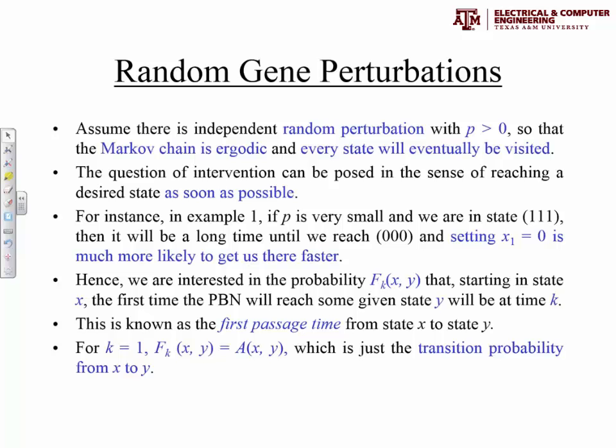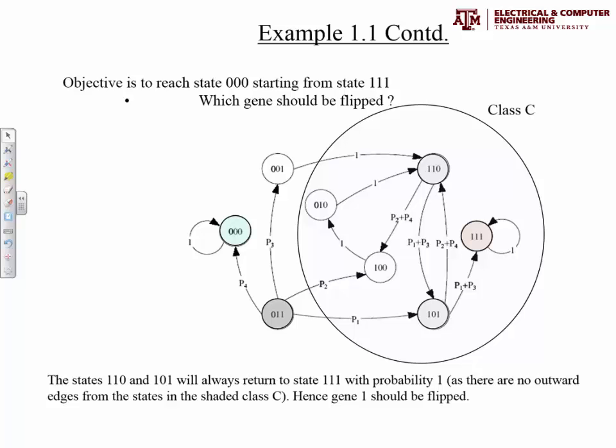The question of intervention could be posed in the sense of reaching a desired state as quickly as possible. For instance, in example 1, if p is very small and we are in state 111, then it will be a long time until we reach 000, because that perturbation probability is probably very small. And if you set x1 equal to 0, you're much more likely to get there faster. Because if you look at that diagram, if you are in 111, even if there's a small probability of perturbation, you'll have to cross all these other states and go over there. But if you put in 011, you probably have larger probabilities leading in there.